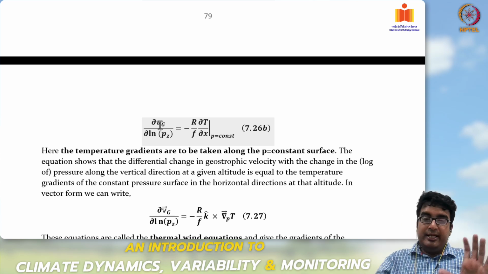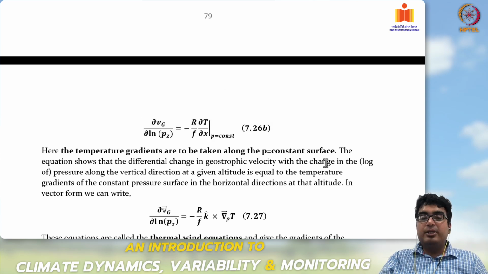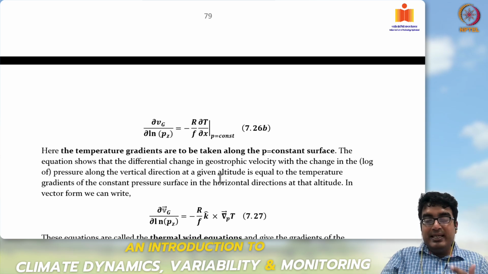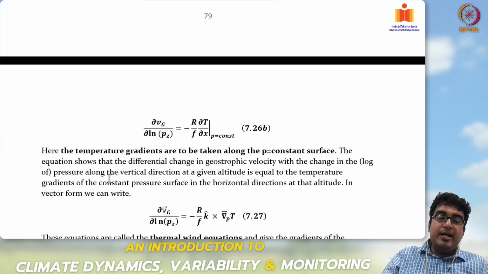So temperature gradients are to be taken along the P equals constant surface. So the equation shows that the differential change in geostrophic velocity with change in the log of the pressure along the vertical direction at a given altitude is equal to the temperature gradients of the constant pressure surface in the horizontal direction at that altitude.